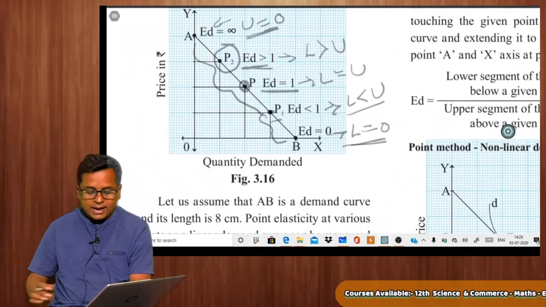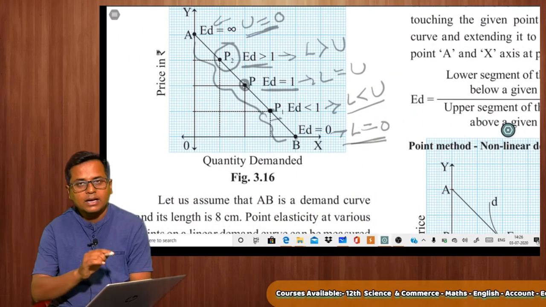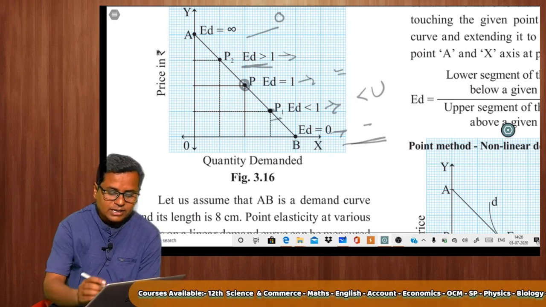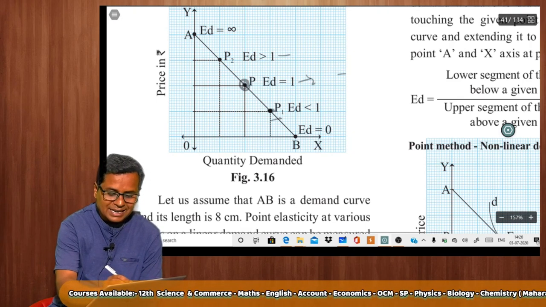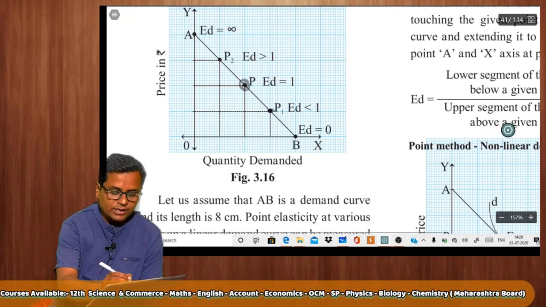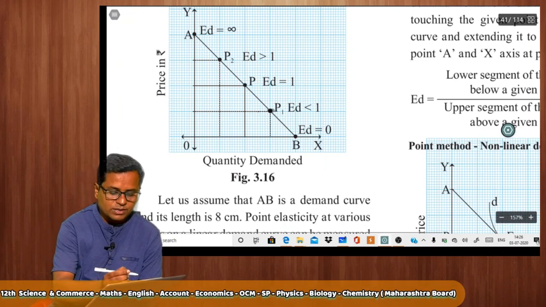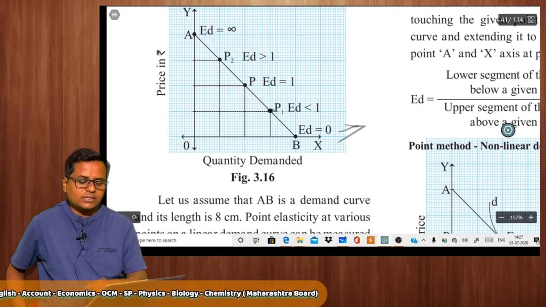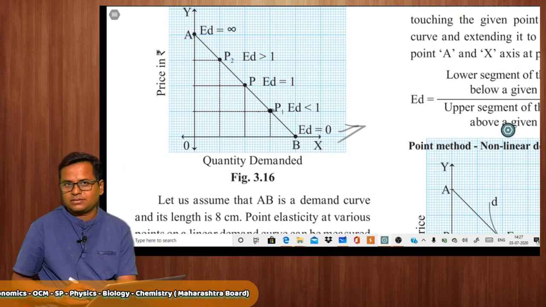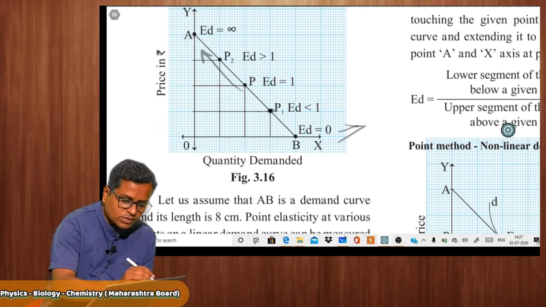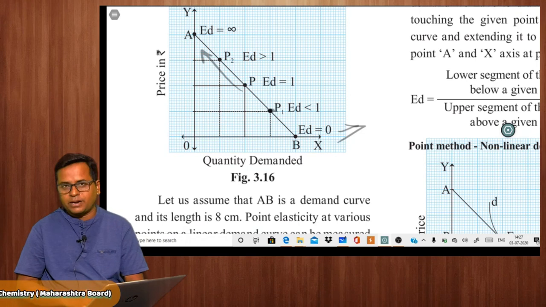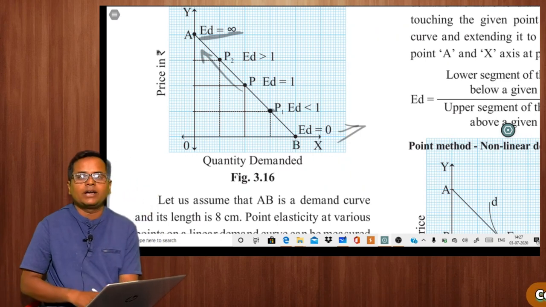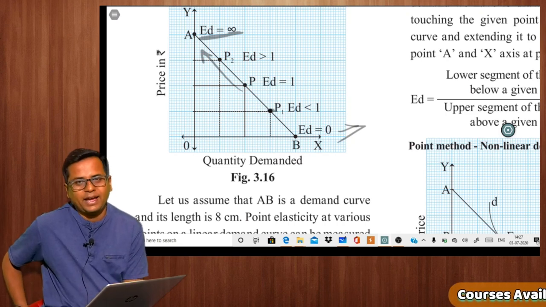In such a way, we can say that as we move towards the x-axis from the middle point, demand is becoming less and less elastic. It means it is becoming relatively inelastic as we are moving towards the x-axis. And at the point where demand curve intersects the x-axis, at that point demand is perfectly inelastic. On the other hand, as we move towards the y-axis from the middle point of the demand curve, demand is becoming more and more elastic, and it becomes perfectly elastic at the point where demand curve intersects the y-axis.